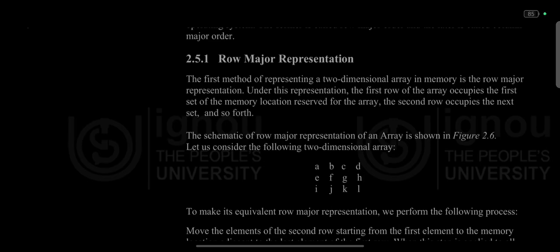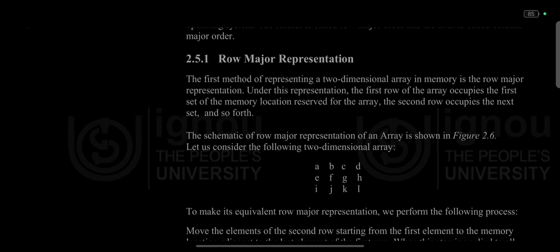Row major representation. The first method of representing a two-dimensional array in memory is the row major representation. Under this representation, the first row of the array occupies the first set of the memory locations reserved for the array. The second row occupies the next set, and so forth. The schematic of row major representation of an array is shown in figure 2.6.